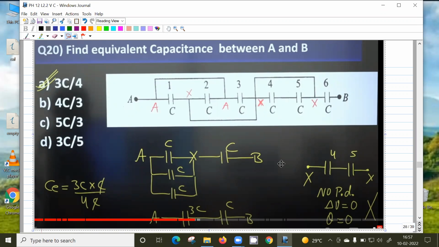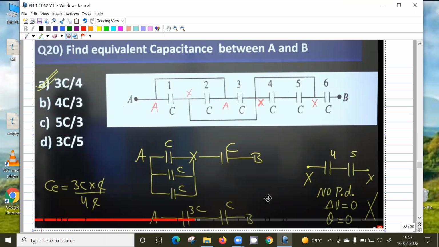So A, X, and B. Looking at this geometry, I'll draw A, X, and B like this only. All the capacitors I have to redraw like this. So this is the equivalent circuit. So this is trivial, 3C in parallel.